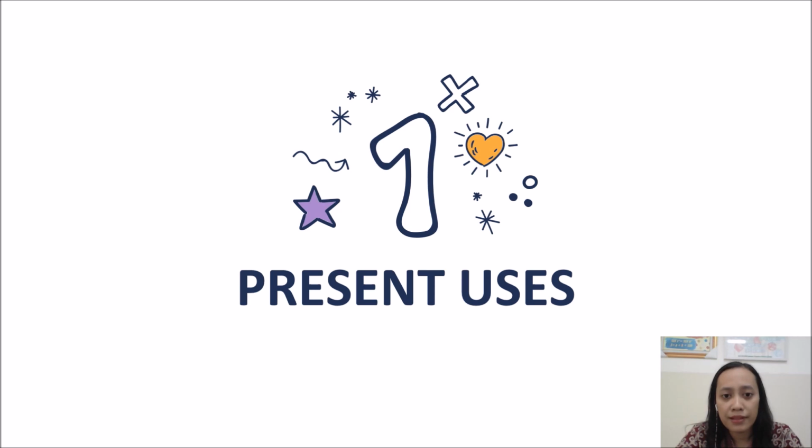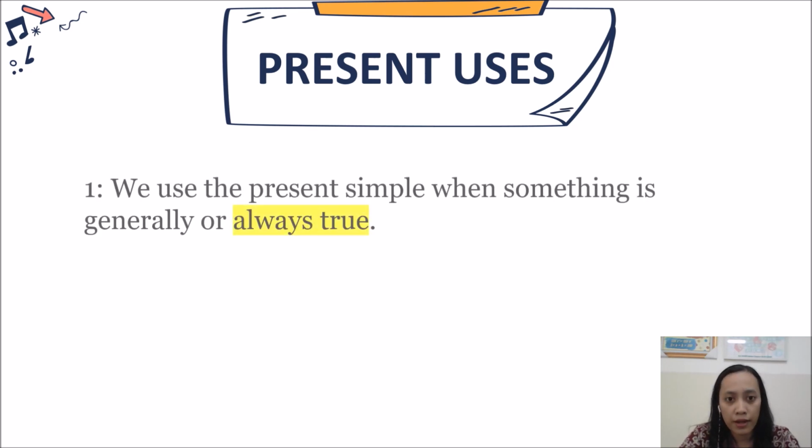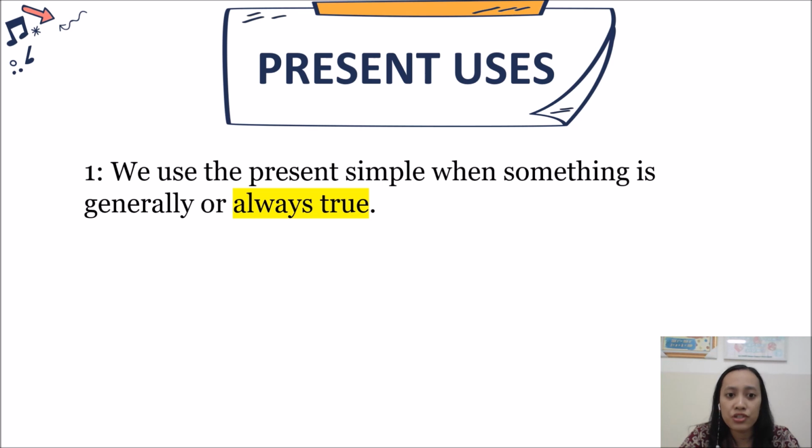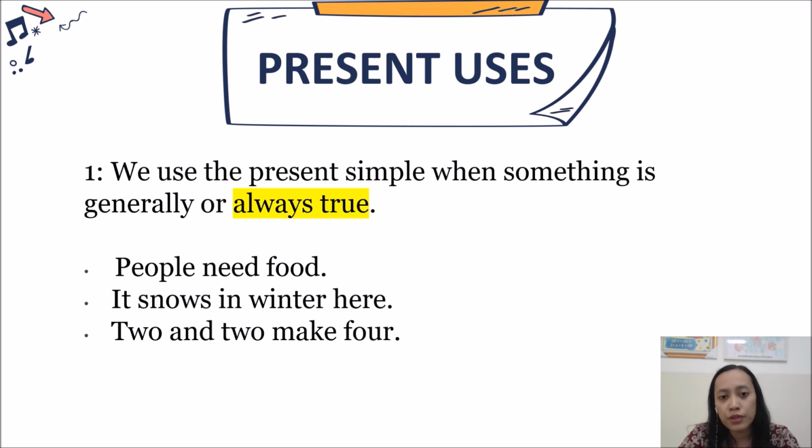The simple present tense first use is the present uses. The first situation in present usage is when we use the present simple when something is generally or always true. For example, people need food. It snows in winter here, or 2 and 2 make 4. These three examples explain the condition which is always true, which is fact. That's why we use present simple tense here.